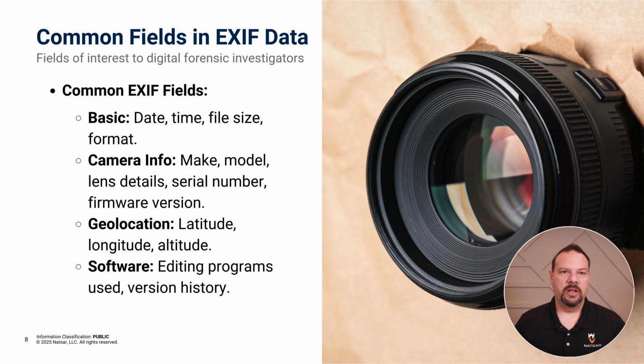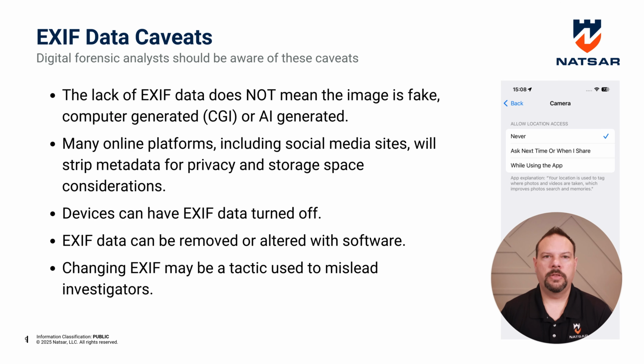So you can also have the camera make, model, even the lens that's used, the serial number of the device, and the firmware version of the camera. With geolocation, you can have the latitude, longitude, and even the altitude of where the camera was at when it took the picture. And also, if the picture's been edited, or video or audio, it could also have some embedded EXIF data from Adobe Photoshop, for instance, or some other tool that has altered that file may have an entry in the metadata itself. Now, there's a few caveats with EXIF data that I wanted to go over with you.